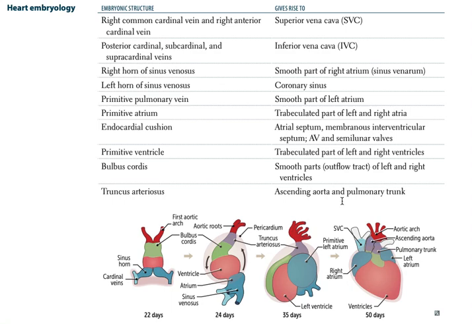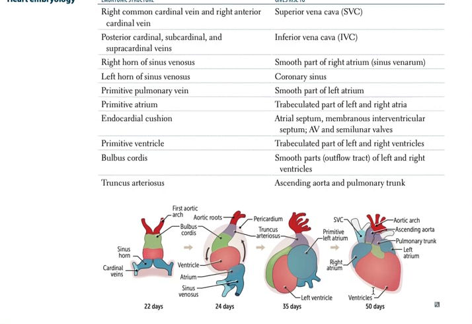The truncus arteriosus gives the ascending aorta and the pulmonary trunk. So this whole portion rotates and then this goes up. This is how this part gives rise to the ventricle.